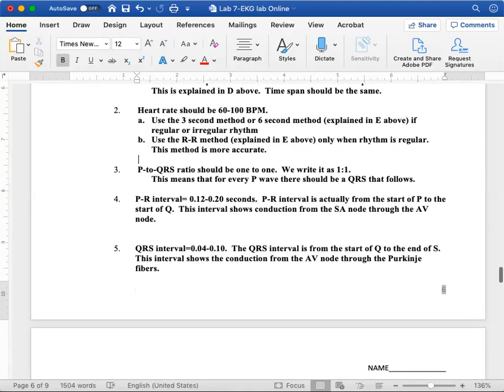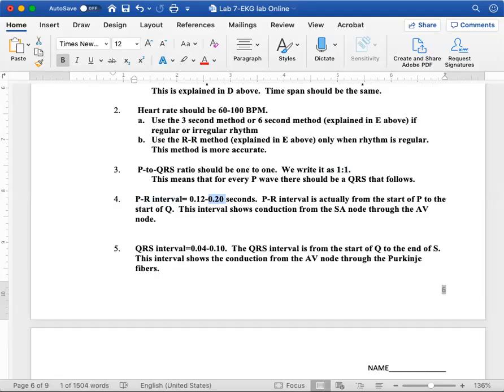So then the next one that you're going to do is your P to QRS ratio. It should be 1:1. So you're looking for a P wave, and then a QRS should follow it. And then the next P wave, QRS should follow it. The next P wave, the QRS should follow it. If that holds true, then we write that as 1:1. Your PR interval should be less than or equal to 0.2. So 0.2 is one big box. So your PR interval should be one big box or less.